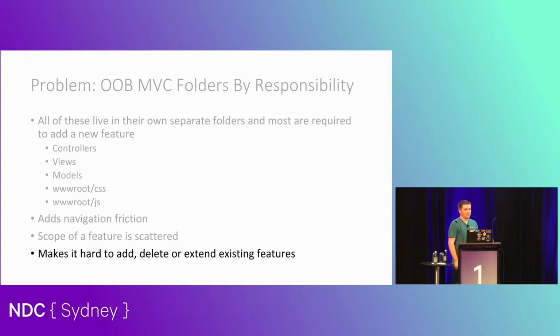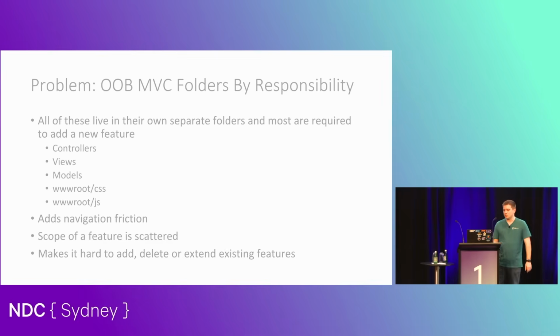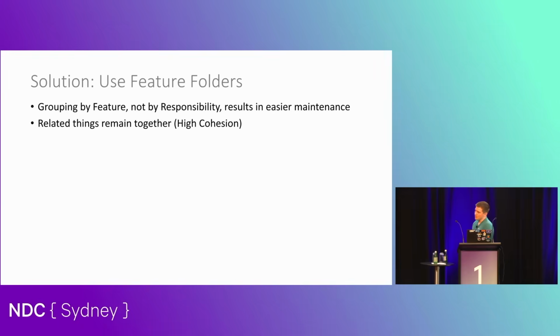And if you ever have to add or update or delete a feature, you have to go touch all these different folders and make these changes. So a solution to this is to use feature folders instead. Instead you group by feature, not responsibility. So you might have a customers folder or an orders folder instead of controllers, models, repositories, all of those kinds of things. And this promotes something called high cohesion, which is just a fancy word for saying, hey, these things are related and they should remain together.